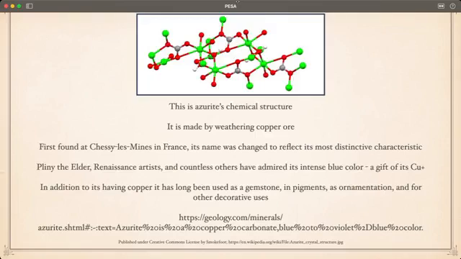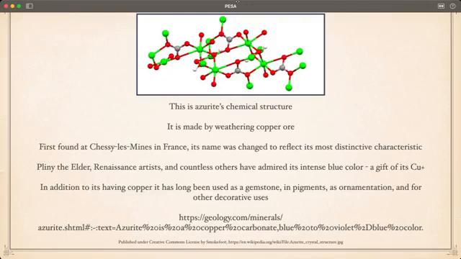Now, the mineral was first found at the Chessy-Lit mines in France, hence the name. But then azure is a word that denotes a very rich, deep color blue, and over time, the name was changed to azurite to reflect its strongest characteristic, which is that very deep, intense blue color admired by many people, such as Pliny the Elder, Renaissance artists, and a ton of other folks, all because of that positive copper ion. It has that blue color.